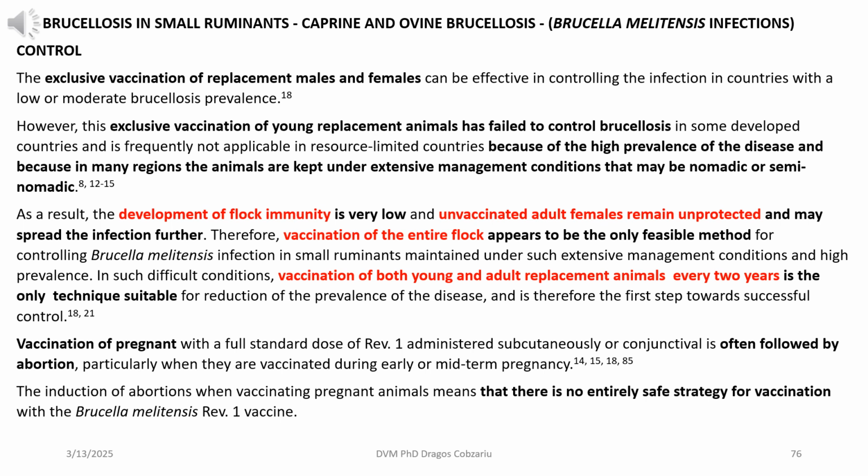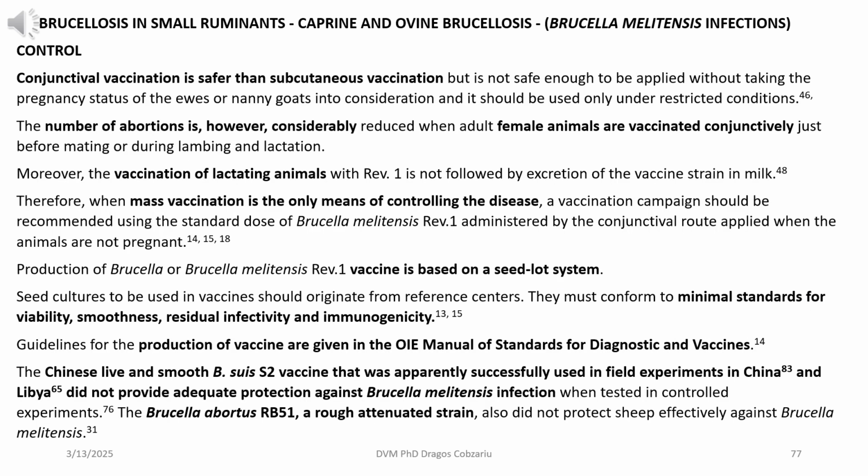Vaccination of pregnant animals with a full standard dose of Rev.1 administered subcutaneously or conjunctivally is often followed by abortion, particularly when they are vaccinated during early or midterm pregnancy. The induction of abortions when vaccinating pregnant animals means that there is no entirely safe strategy for vaccination with the Brucella melitensis Rev.1 vaccine. Conjunctival vaccination is safer than subcutaneous vaccination but is not safe enough to be applied without taking the pregnancy status of the ewes or nanny goats into consideration, and it should be used only under restricted conditions.